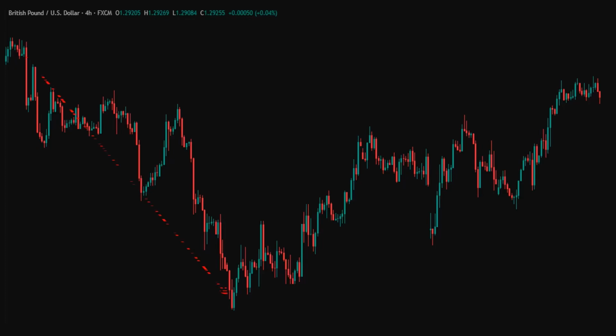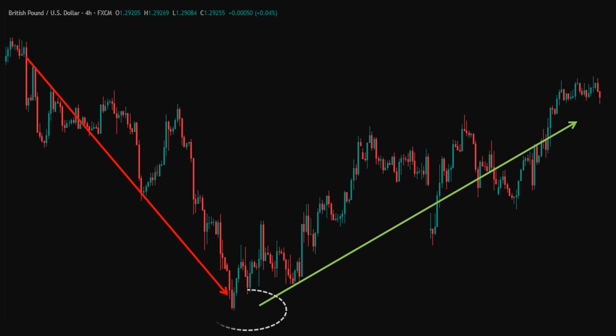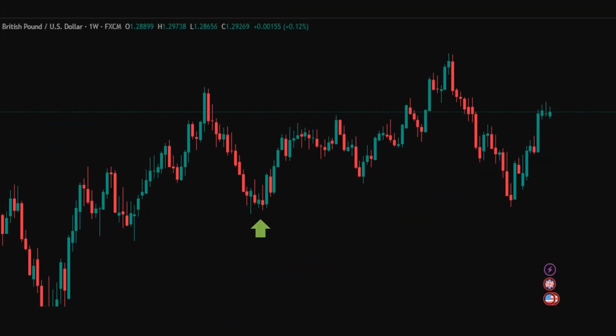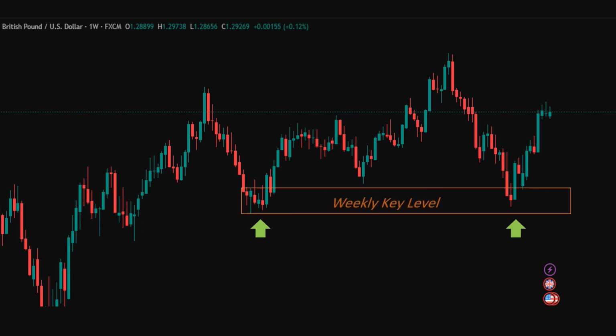For instance, on the pound-dollar 4-hour chart, we observe a strong downtrend. However, after failing to set a new lower low and bouncing off this level twice, the market reversed. If we shift to the weekly time frame, we can see that this area acts as a significant key level. Thus, despite ongoing bearish momentum on the hourly chart, a temporary reversal occurred. Understanding these higher time frame key levels is crucial because they indicate where significant price levels lie and where the market tends to react due to their stability and reflection of long-term trends.